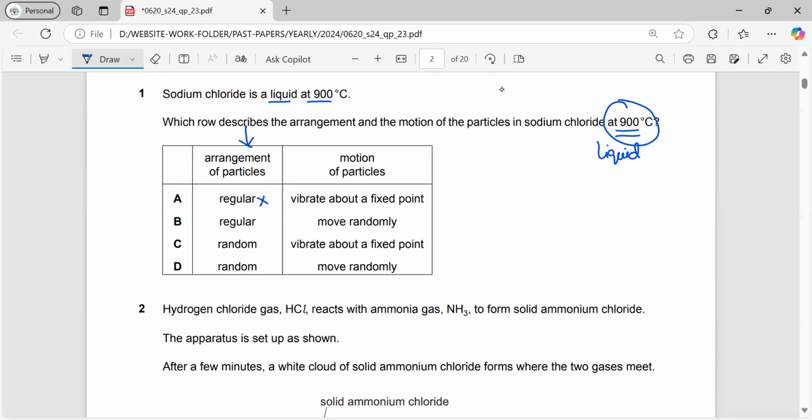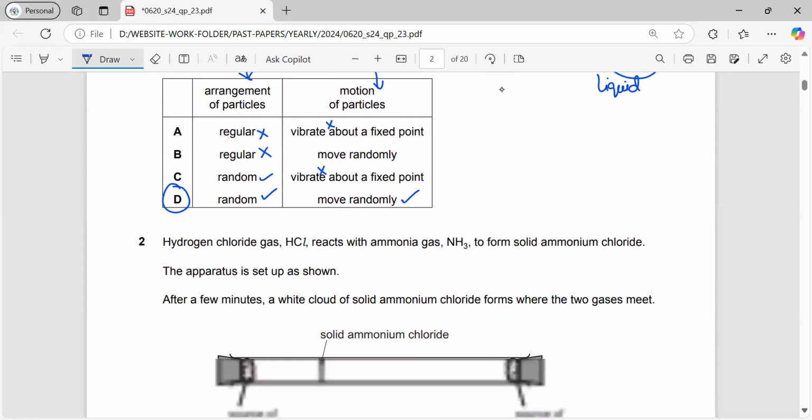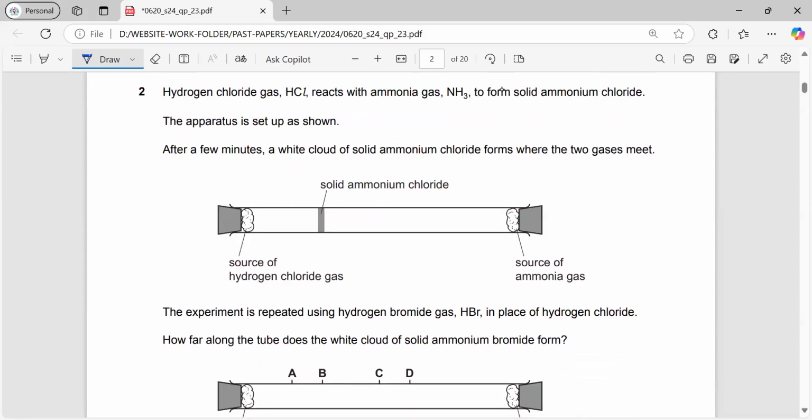They're not regular. In liquid, the particles are arranged randomly. And about the motion of the particles, they don't just vibrate at their position, their movement is also random. They move randomly, but still they are touching each other. They have a loose arrangement in liquid.